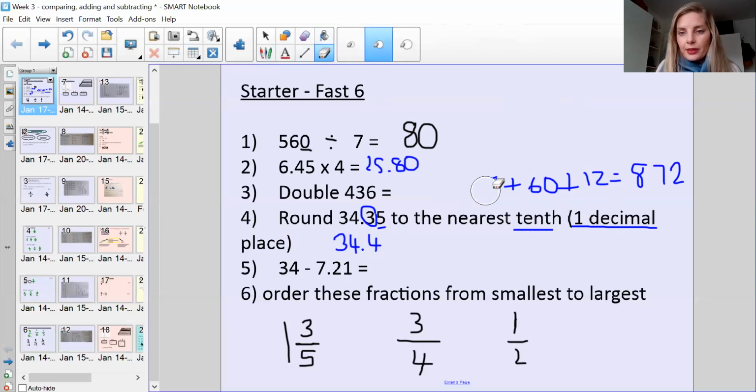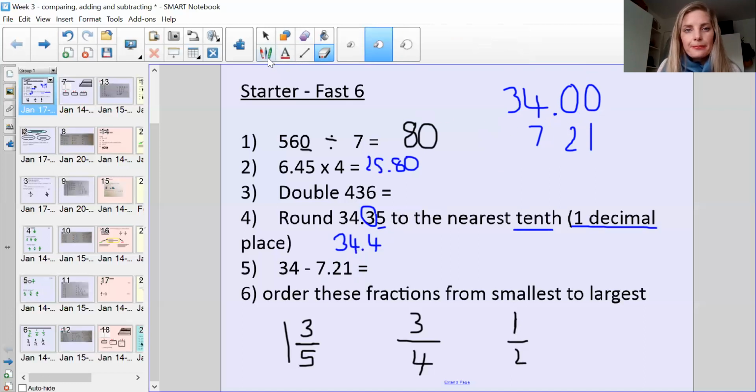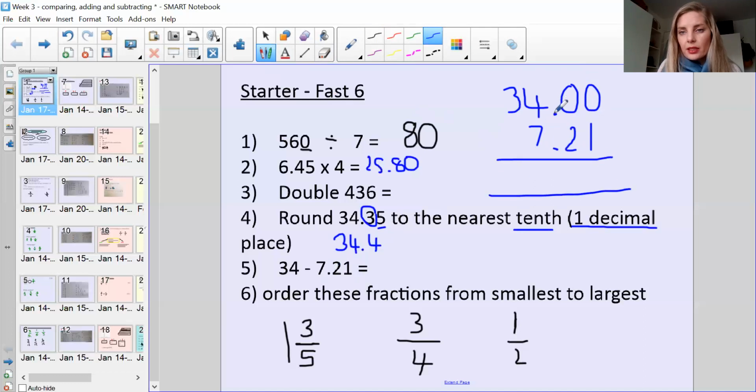Question number 5. I'm just going to give myself some space here. So question number 5, I say 34 subtract 7.21. Now remember, if they don't give me the decimal, I write the decimal in. So if they give me a whole number, I always have a decimal and then 2 zeros afterwards, and then I can put the number exactly the same, copying it down, and my decimal does not move. Let's make that decimal a little smaller. My decimal does not move in the answer, so I'm going to put it in the answer straight away so that I don't forget it.